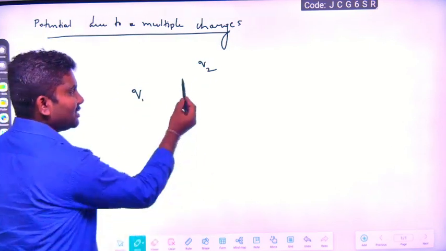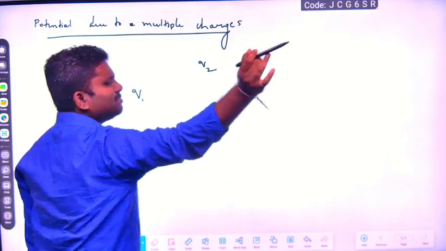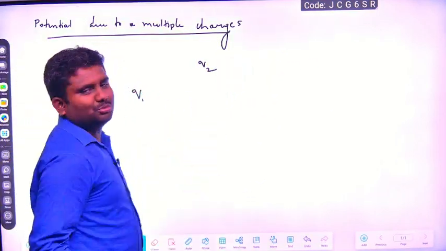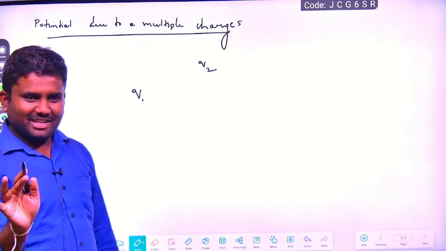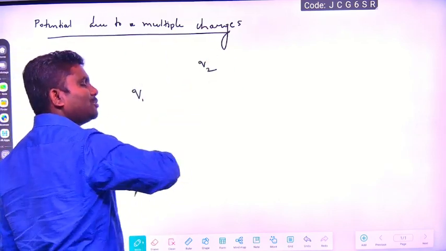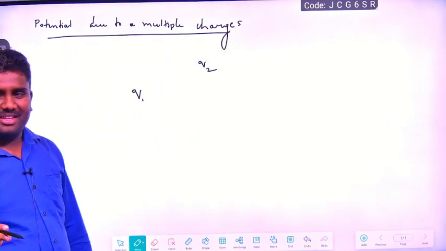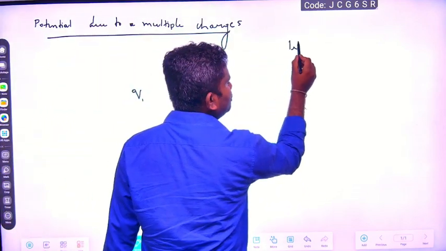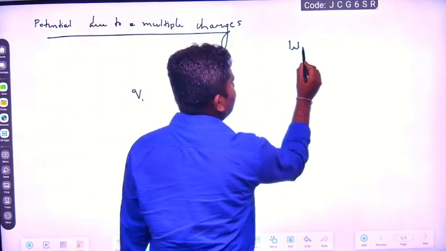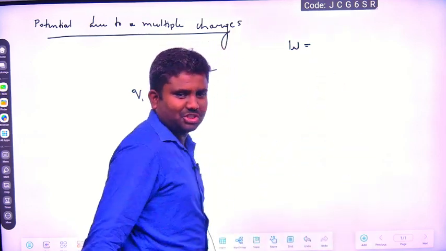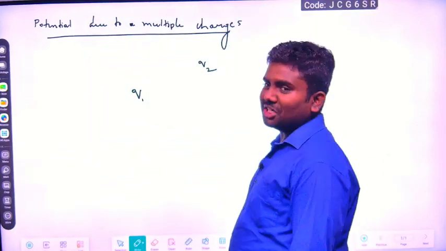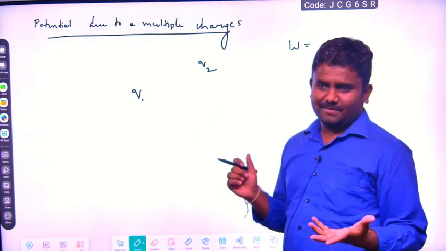If you want to bring Q2 near Q1 from some very far place, you need to do some work on that Q2, because Q1 is already occupied with some field. Now, what is the work done you need to do to bring the charge Q2 near Q1? This work done is how much? It is the potential difference between these two points.